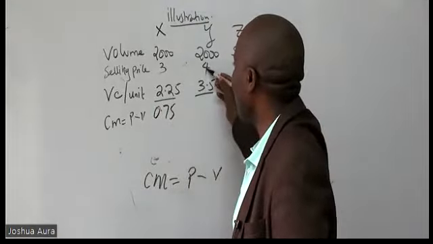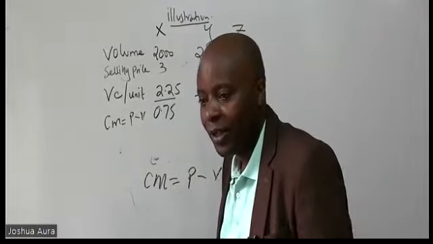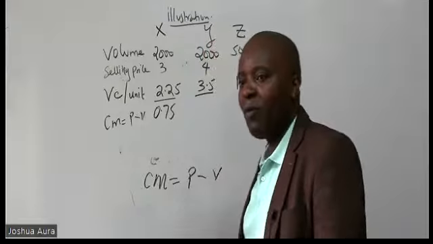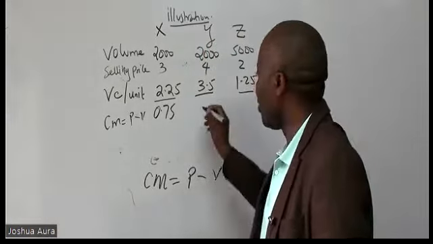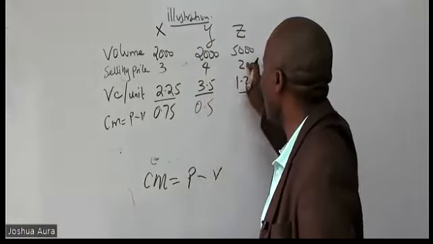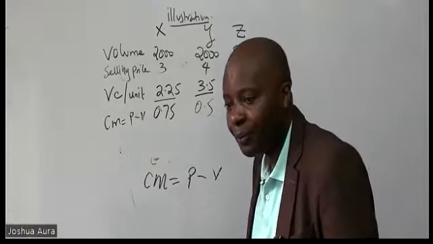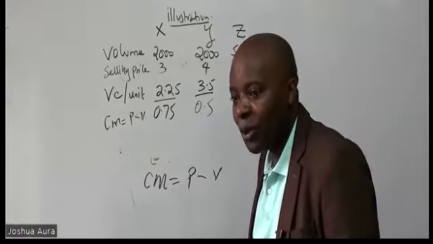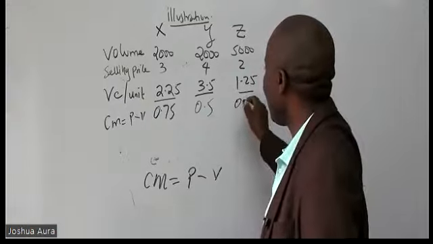The second one will be 4 minus 3.5. What do we have here, somebody? 0.5, thank you very much. And then lastly, you have 2 minus 1.25, that gives me 0.75.